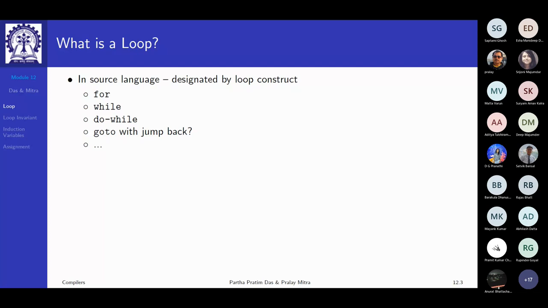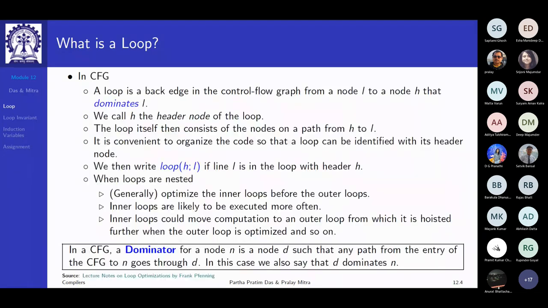So in terms of the source language, the loops are designated by loop constructs: for, while, do while, go to with jump back, and so on and so forth, though that is not very preferred. Now, to define a loop formally, particularly on the control flow graph, we define a dominator. Look at the bottom of the slide first. In a control flow graph, a dominator for a node N is a node D, such that any path from the entry of the CFG to N goes through D.